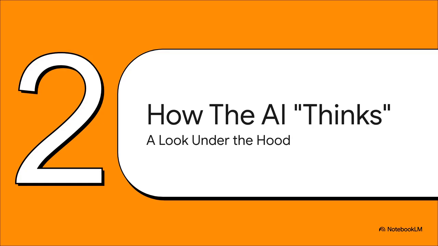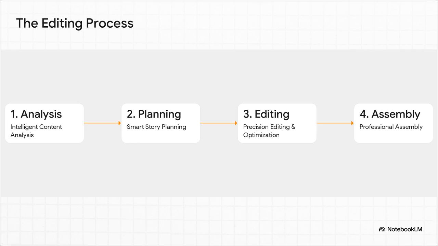So how in the world does it actually pull this off? It's not just some black box magic. There's a surprisingly smart process that happens behind the scenes after you type in that prompt. So let's take a look under the hood. It all breaks down into this four-stage process. First, it analyzes everything you gave it. Then it plans out a story. After that, it executes all the edits. And finally, it assembles the finished video. Let's break that down, starting with what is absolutely the most important step, the analysis.